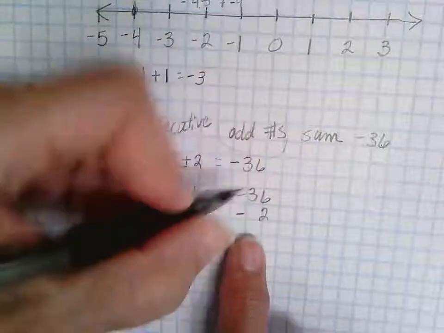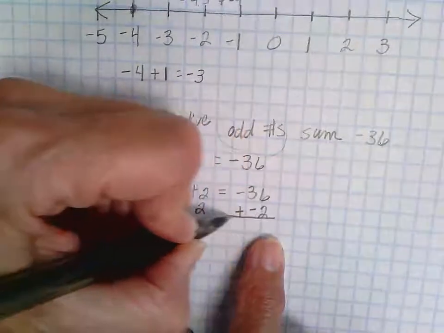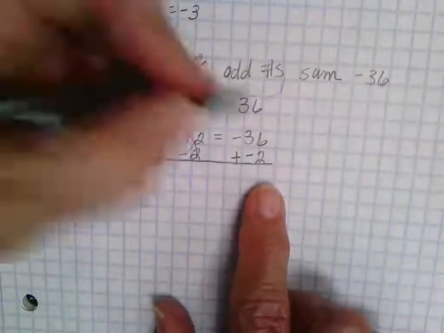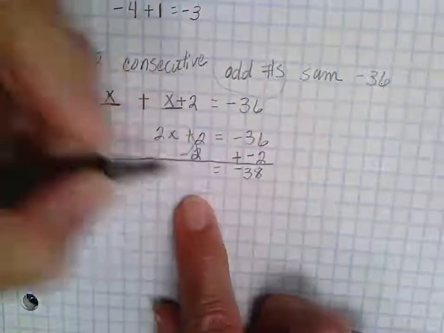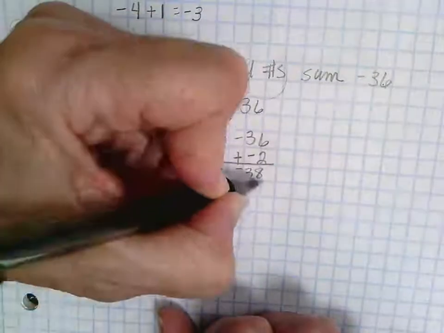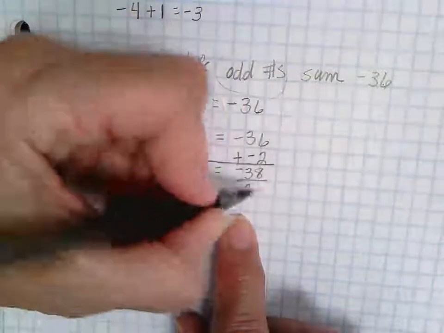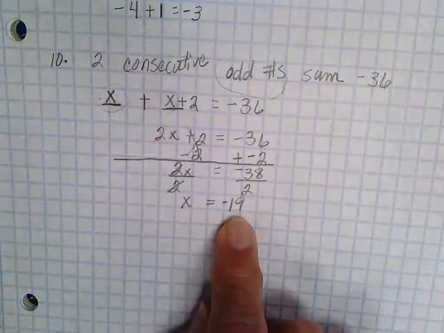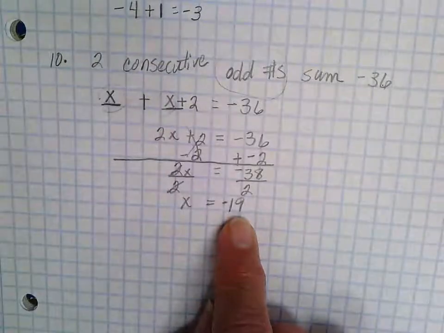Now remember, when I subtract, I'm going to be adding the opposite. These are going to cancel. This is going to be a -38. Divide each side by 2. And I'm going to get that x is -19 again. -19 plus -19 is -38.